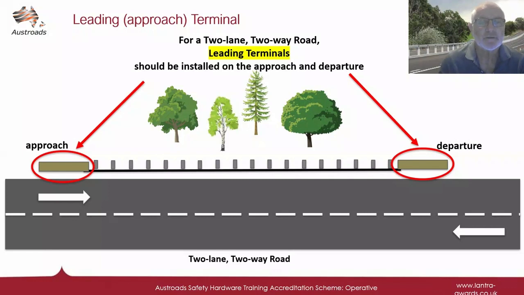If installing, say, a length of W-beam barrier along a section of 2-lane, 2-way road, as shown on the slide, a leading or approach terminal should be installed at both the approach and departure ends of the installed barrier system. This is done because if an out-of-control vehicle crosses the centre line, an approach terminal will be available if required.